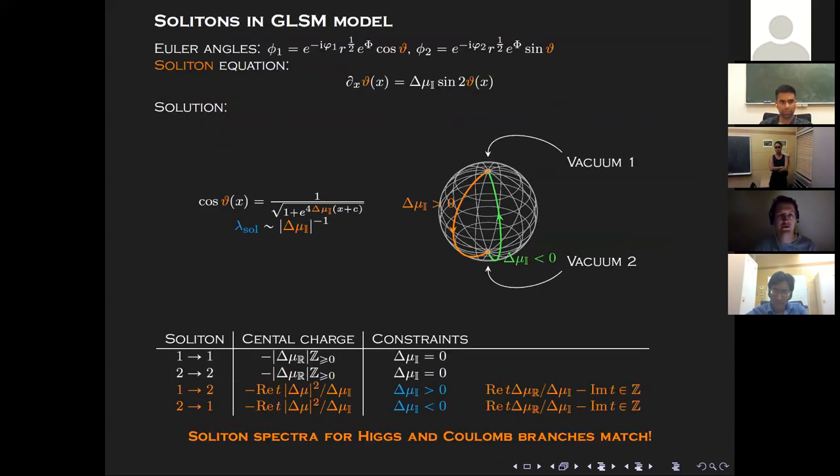Also, we have other solutions, more interesting ones. To see these solutions, let me introduce a parameterization of my fields in terms of Euler angles. And if I take my differential equation describing the vacuum field configurations, and I massage this equation a little bit, I will find a single equation for the Euler angle theta. This is a perfect soliton equation. It's quite simple to solve it.